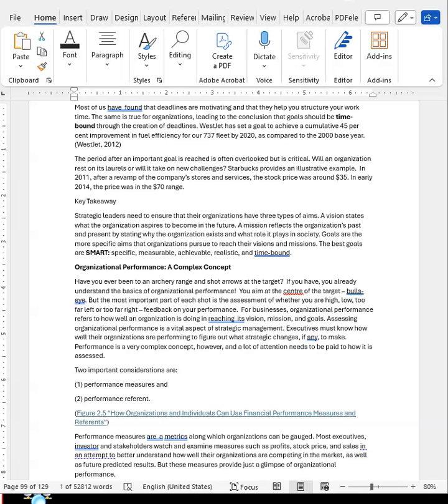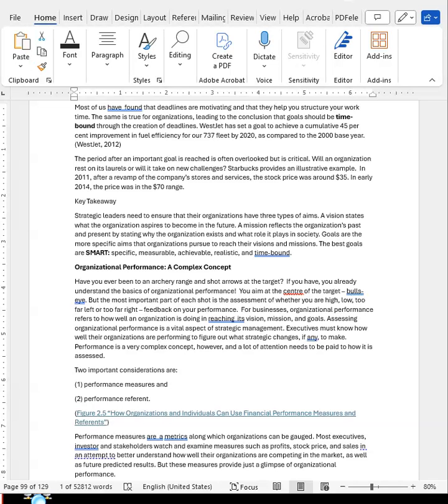For businesses, organizational performance refers to how well an organization is doing in reaching its vision, mission, and goals. Assessing organizational performance is a vital aspect of strategic management. Executives must know how well their organizations are performing to figure out what strategic changes, if any, to make. Performance is a very complex concept, however, and a lot of attention needs to be paid to how it is assessed. Two important considerations are 1. Performance measures and 2. Performance referents.